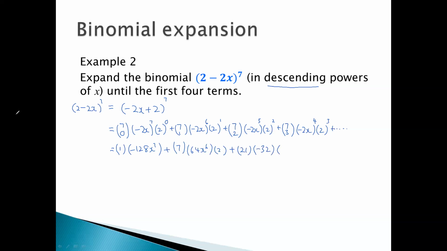No, wait. x to the power 5, and then times 4. And the last one, 7 choose 3, 35. Negative 2 to the power 4 is positive 16x to the power 4. 2 to the power 3 is 8. Okay, so let's evaluate it. First one is definitely just minus 128 x to the power 7 plus 7 times 64 times 2, 896 x to the power 6 plus, no, actually it should be minus already.